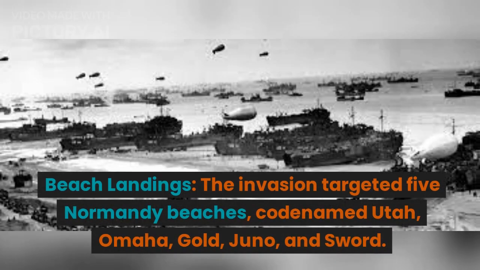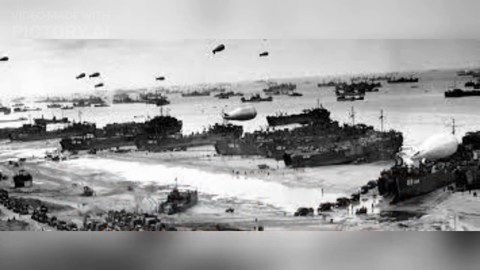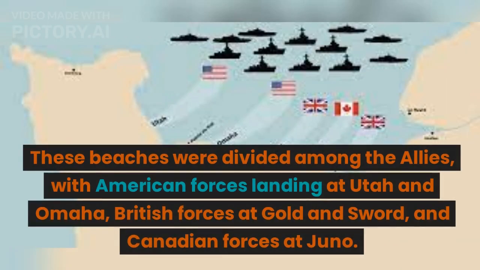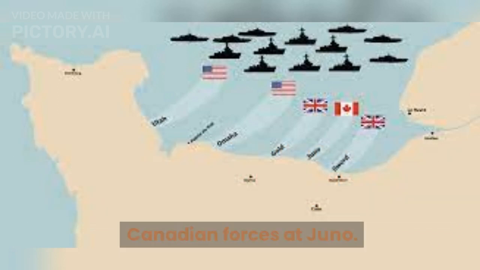Beach landings: the invasion targeted 5 Normandy beaches, codenamed Utah, Omaha, Gold, Juno, and Sword. These beaches were divided among the Allies, with American forces landing at Utah and Omaha, British forces at Gold and Sword, and Canadian forces at Juno.